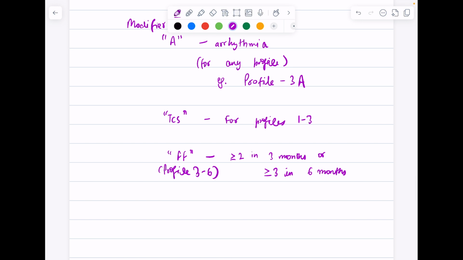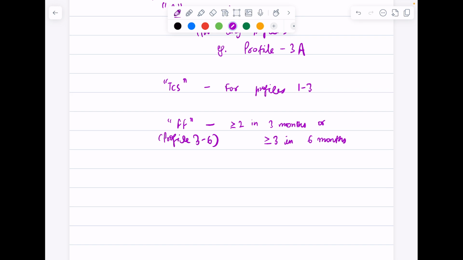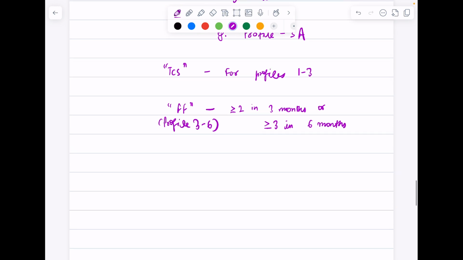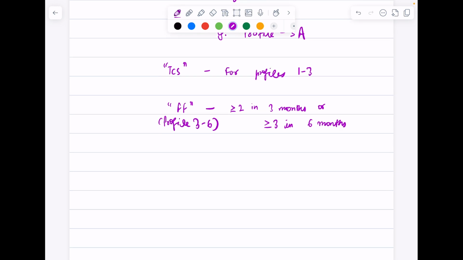A second modifier is TCS, or temporary circulatory support. This is mainly for profiles 1 to 3, in patients requiring temporary mechanical circulatory support. And the third modifier, FF, is the frequent flyer, which is for profiles 3 to 6. In this, there is frequent hospitalization, which is defined as greater than or equal to 2 in 3 months or greater than or equal to 3 in 6 months.